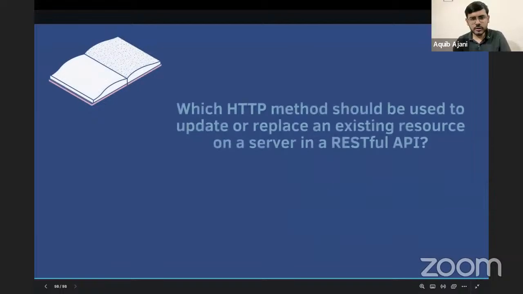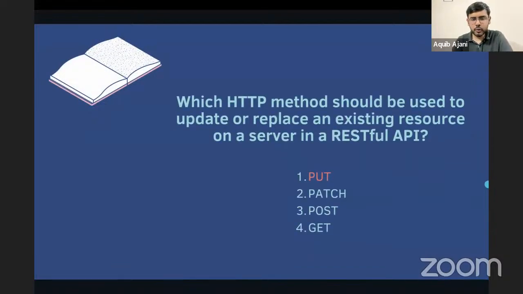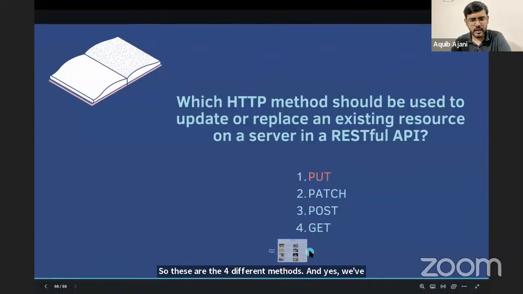All right, so the answer to this one is option one, right? Put is used to update or replace data. Patch is used to partially modify data. Post is used to send data or add new data. And get is used to collect or fetch data. So these are the four different methods. And yes, we have discussed a little bit about them today. We'll take another look at them in the next session as well by creating a mini project of a sort.